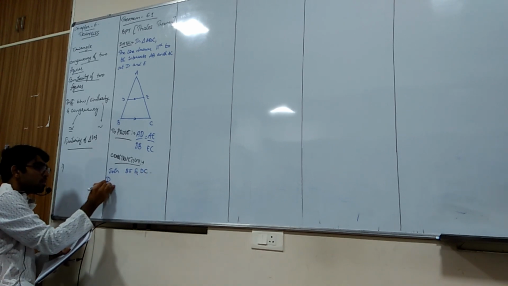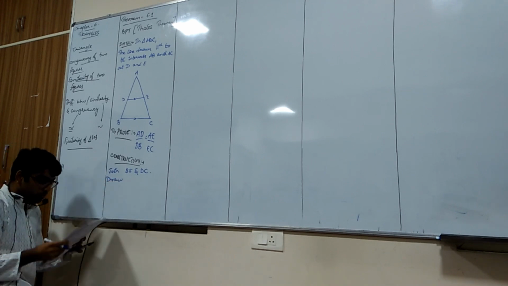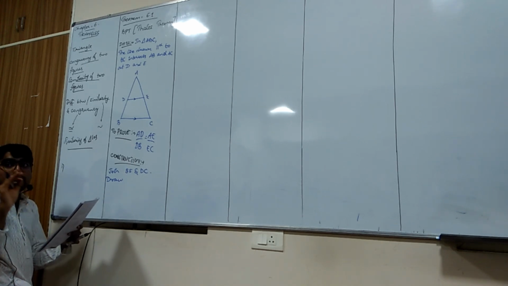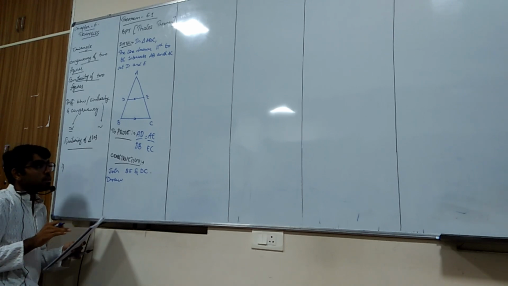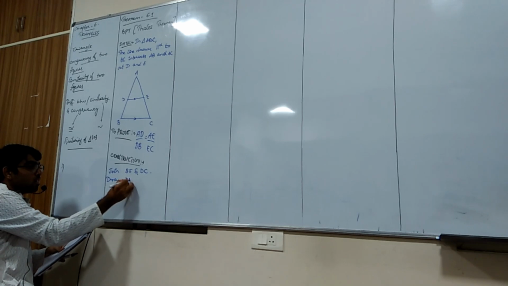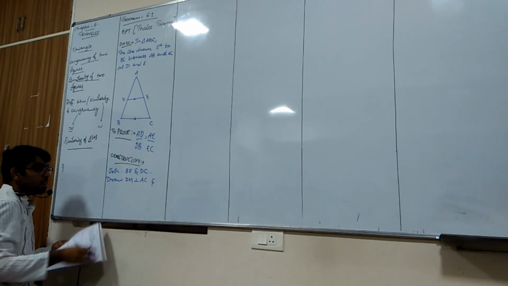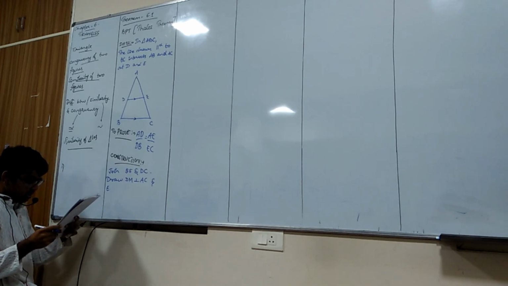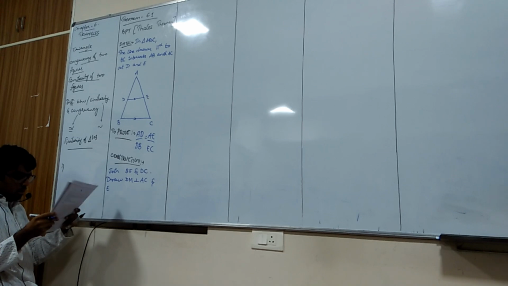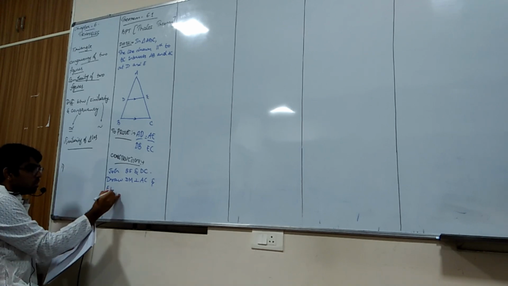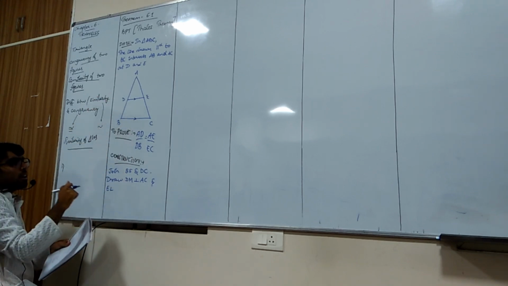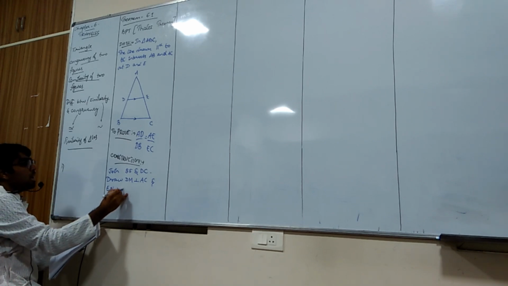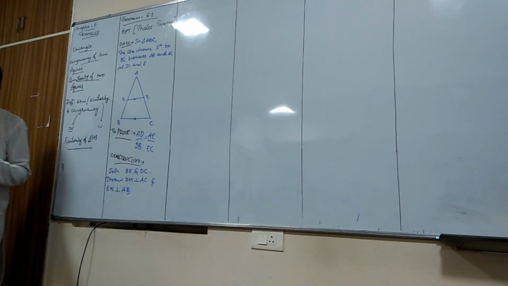Next is draw DM perpendicular to AC, and EN perpendicular to AB. Now see how I will write this statement.